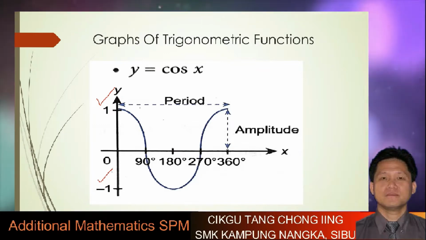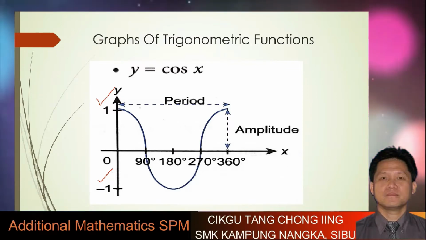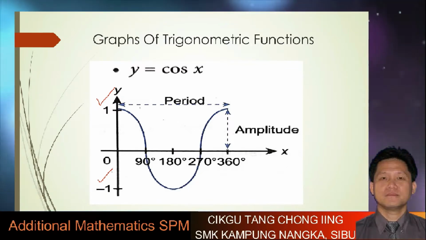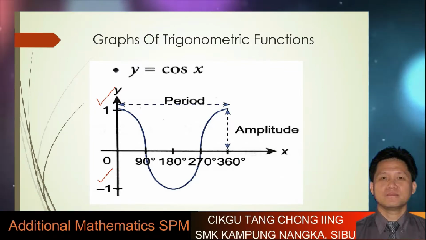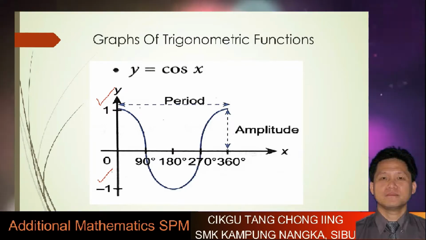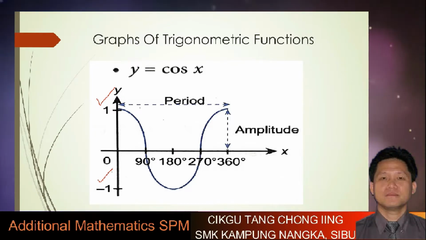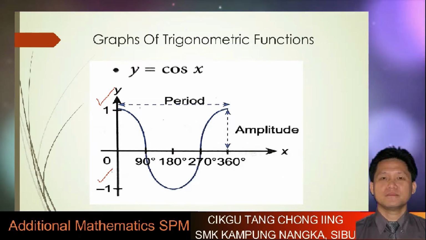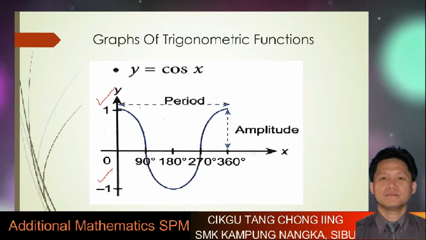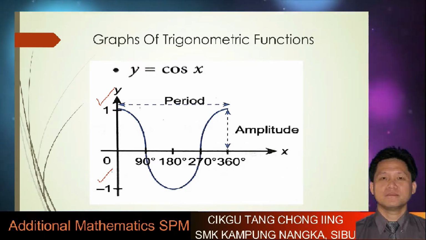And for this graph, the maximum value is 1. For the graph of y equals cos x, the maximum value is 1 and the minimum value is negative 1. Right? For the graph y equals cos x, we have to remember the maximum value occurs when x equals 0 degrees and also 360 degrees, right? And the minimum value occurs when x equals 180 degrees.